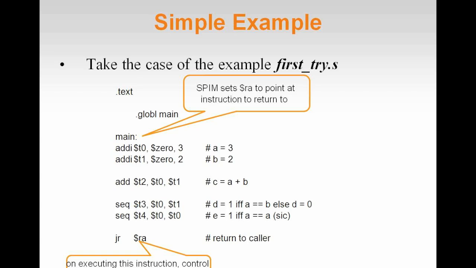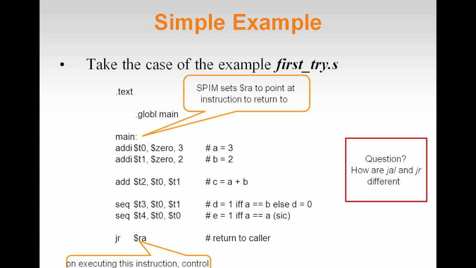Now I'll demo this effect on the SPIM simulator. But before that, the question you really need to answer is, how are the jump and link and the jump register instructions different?